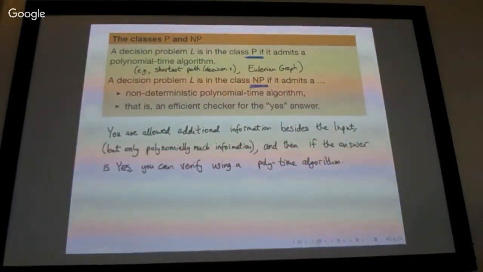Okay. Yeah, that's right. And the way of thinking about it is when you're given an additional amount of information, and the amount has to be polynomial in terms of the size of the input, then you can check the yes answer. So we had some examples of problems like this, which were the Hamiltonian cycle problem and some other graph problems.